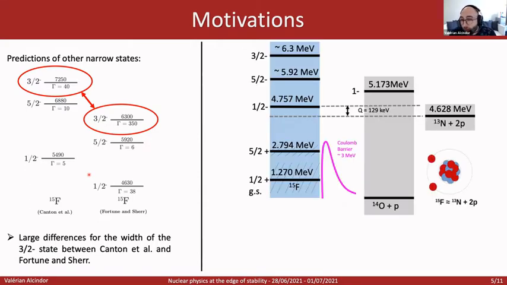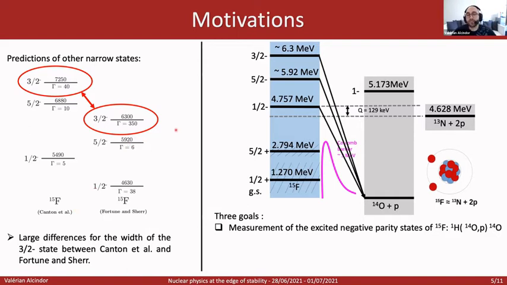So as a summary of why we wanted to perform an experiment on fluorine 15: first of all, we wanted to measure these negative parity states. First, confirm the energy and width of the 1 alpha minus state, as well as measuring these 2 new states. And the idea was to use a resonant elastic scattering reaction to do so.